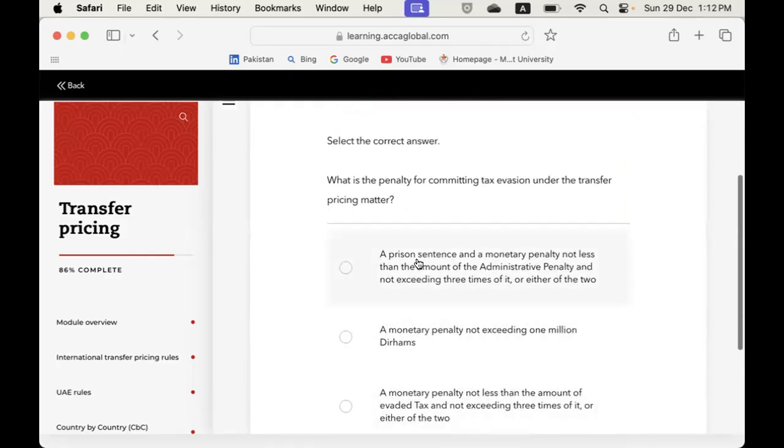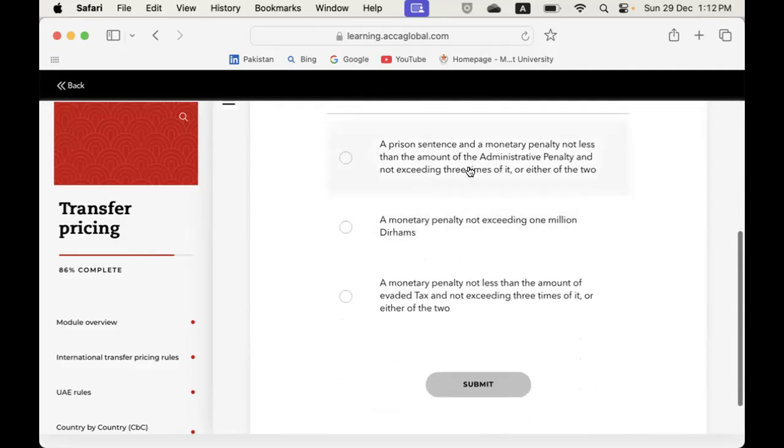Then the next one, select the correct answer. What is the penalty for committing tax evasion under the transfer pricing matter? Okay, a prison sentence and a monetary penalty not less than the amount of the administrative penalty and not exceeding 3 times of it, or either of these, seems to be the correct answer. A monetary penalty not exceeding 1 million dirham, a monetary penalty not less than the amount of evaded tax and not exceeding 3 times of it, or either of the two.